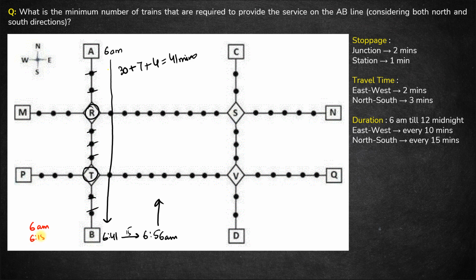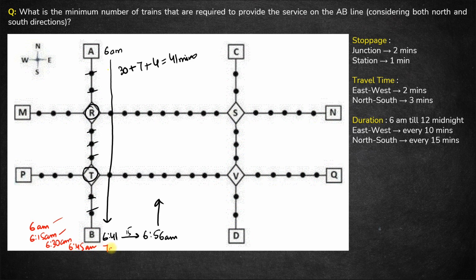Similarly at 6:15 there has to be a train that has to go from B towards A. So this train again cannot come from A. In just 15 minutes the train cannot come from A. So this has to be a new train to be used. At 6:30 a.m. also there has to be a new train to be used. At 6:45 a.m. also there has to be a new train to be used.